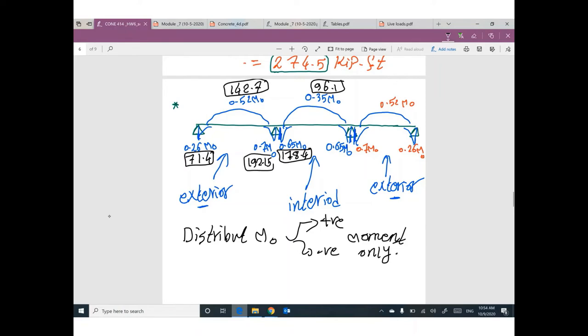192.15. This value will be the same, the same, the same, and the same.